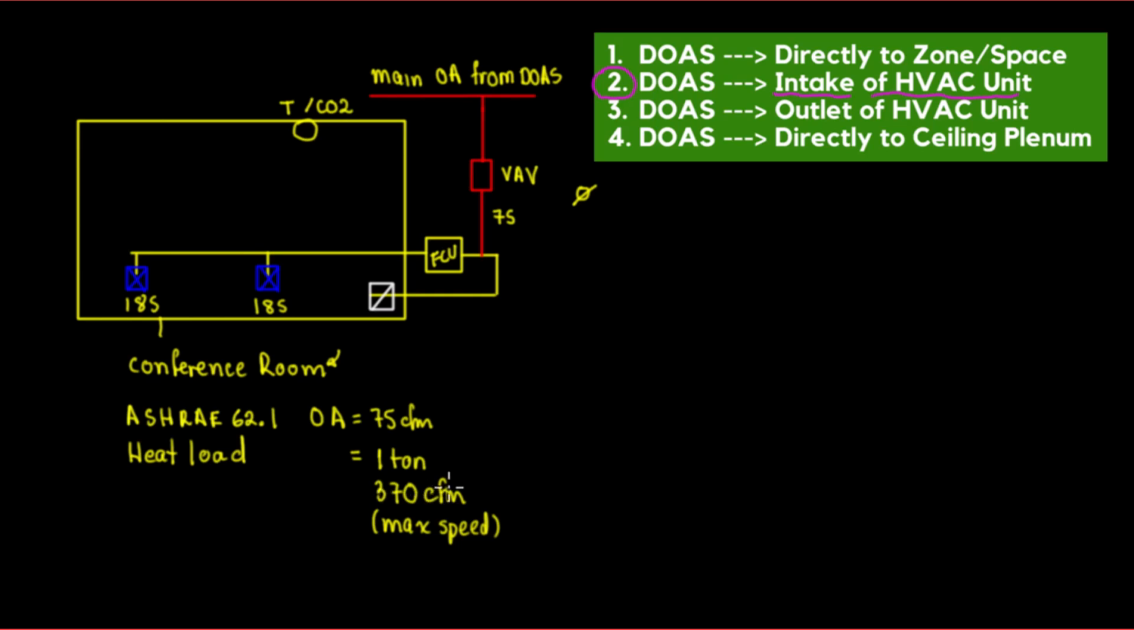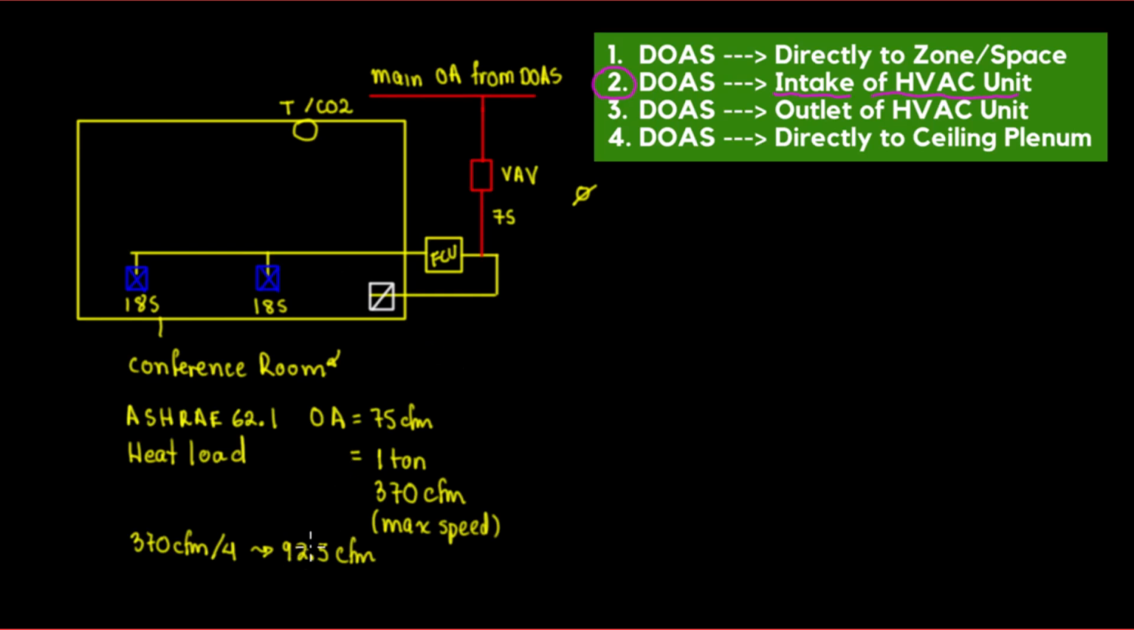Because this 370 you can also distribute, like divided by 4, so technically you can have more diffusers, and that would be the best way. I would have one more diffuser right here, or let's check that very quick. If we do 370 CFM and I want to have 4 diffusers, divided by 4, this is going to give me 92.5 CFM.